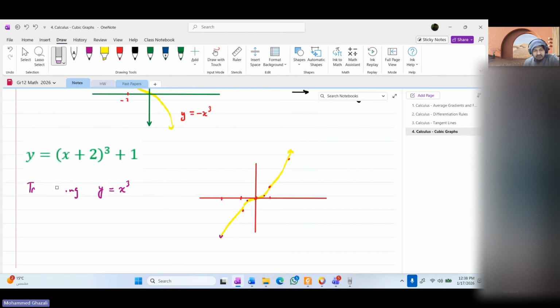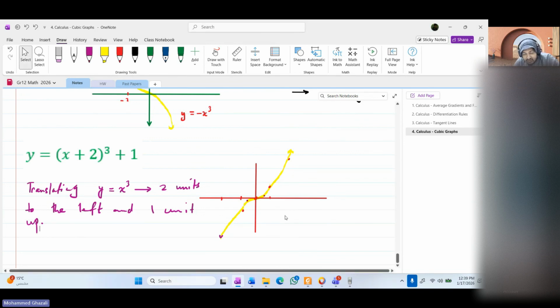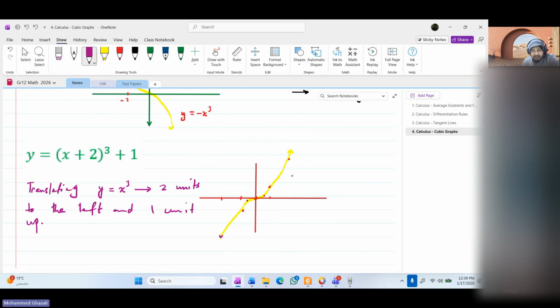So we're trying to use transformation, right? So translating y equals x cubed 2 units to the left and 1 unit up. If you move 2 units to the left, it's going to be +2 on the inside, and 1 unit up, you move 1 unit up. So you're moving this graph 2 units to the left and 1 unit up. The shape of the graph is going to be exactly the same. You're just moving the points up, and then 2 units to the left.